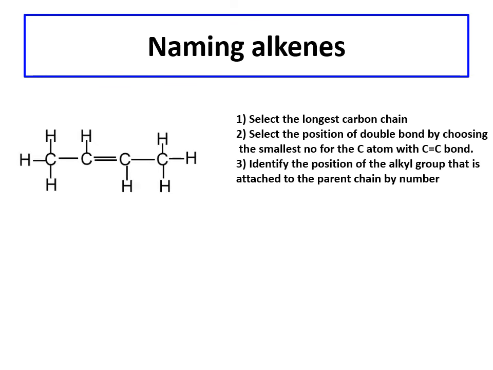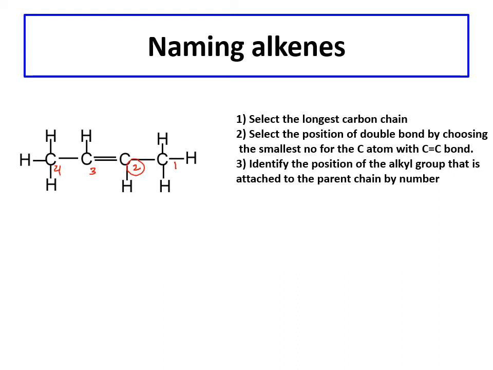Okay, so the next example, we have an alkene. As usual, you need to select the longest carbon chain. I'm going to just numerate it from right to left. So I have 1, 2, 3, 4. And then I'm going to select the position of the double bond by choosing the smallest number for the carbon atom with the C=C bond. So here the smallest number is actually 2.